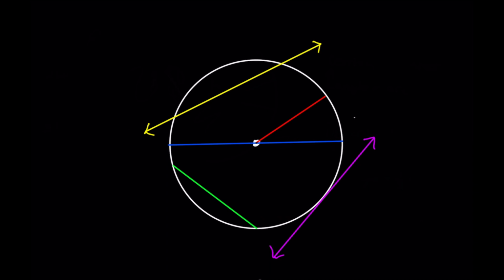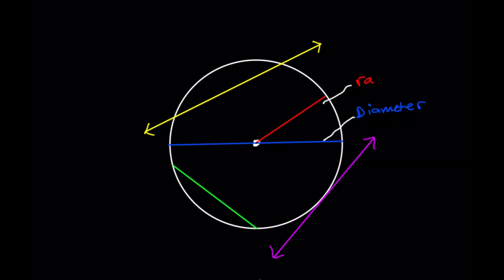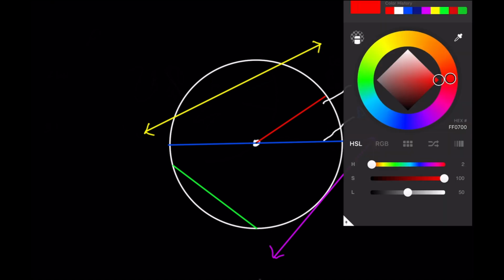Today we'll be going over the chords, secants, and tangents, and their power theorems. So first thing you want to know is the kinds of lines in the circle. You probably already know the blue line is the diameter. And then you probably already know that the red line is the radius. Those are the ones that you basically learned already in previous years of math.